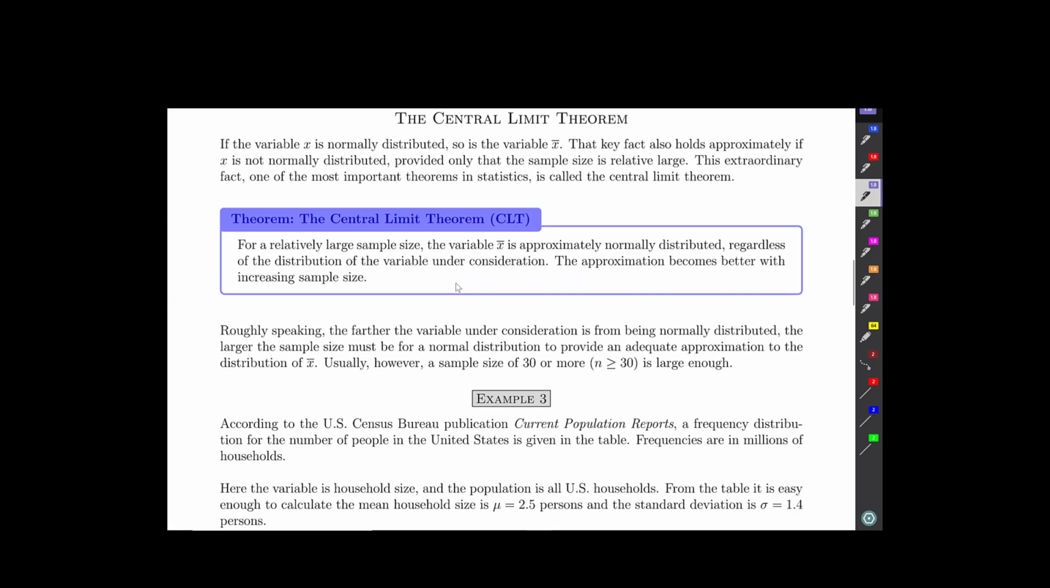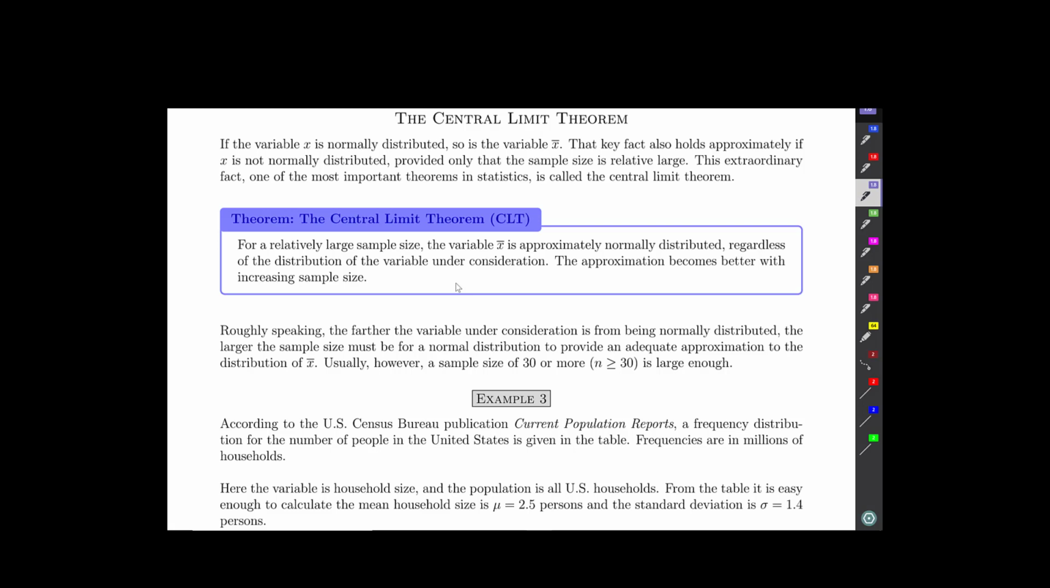The central limit theorem. This is probably the first theorem I believe that we've come across in this class. It simply states that for a relatively large sample size, the variable x bar is approximately normally distributed regardless of the distribution of the variable under consideration. The approximation becomes better with increasing sample size. So in our first 2 examples, we were looking at IQ, and IQ is a normally distributed variable. So in turn, our x bar, our sample distribution, should also be normally distributed.